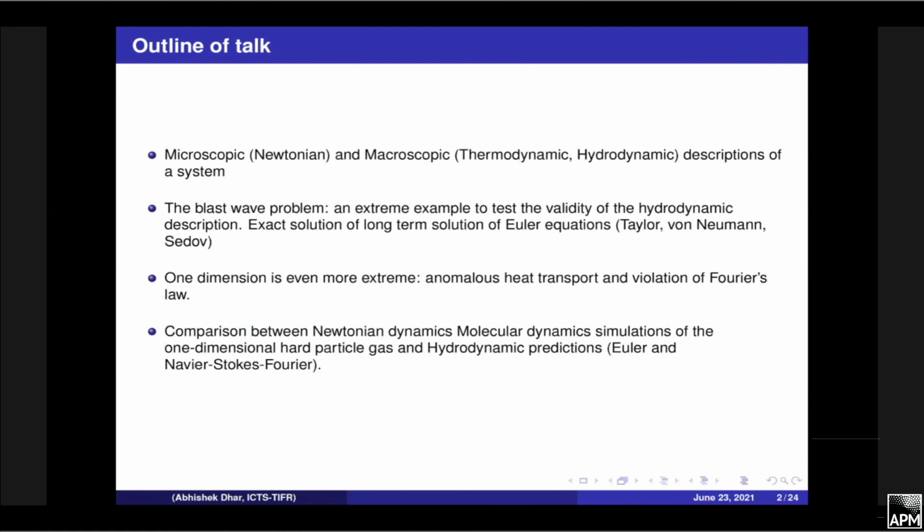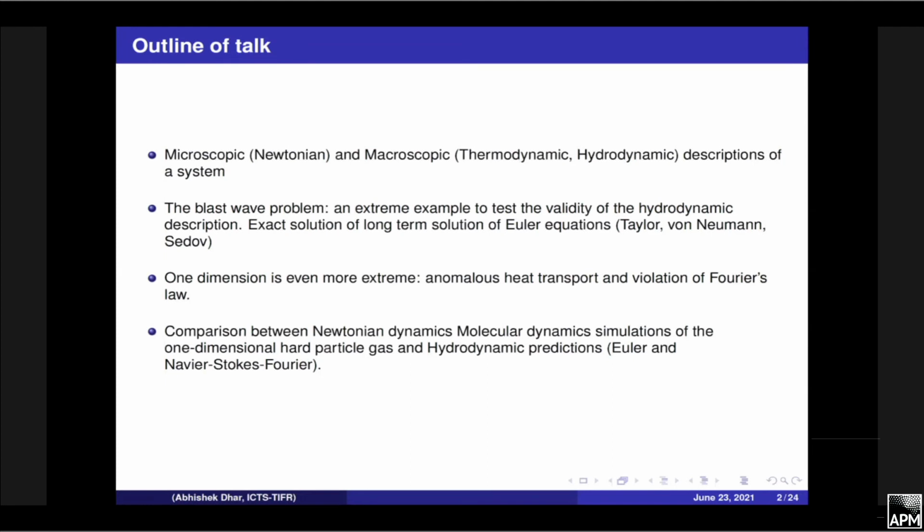Because it's clear that it's a very extreme example where one would like to test whether the hydrodynamic limit is valid or not, because there are going to be shocks and very high temperature regions. So this is the idea.